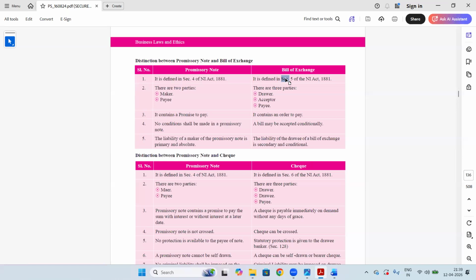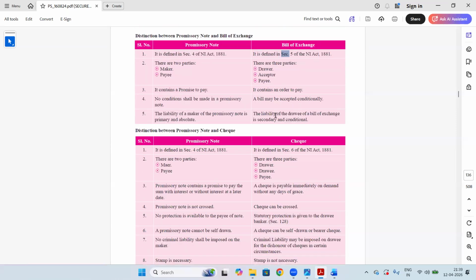A promissory note is a promise to pay, whereas a bill of exchange is an order to pay. In a promissory note, no condition shall be attached, whereas in the case of a bill of exchange, sorry, a bill can be accepted conditionally. In the case of a promissory note, the liability of the maker is primary and absolute, whereas in the case of a bill of exchange, the liability of the drawer is secondary and conditional.